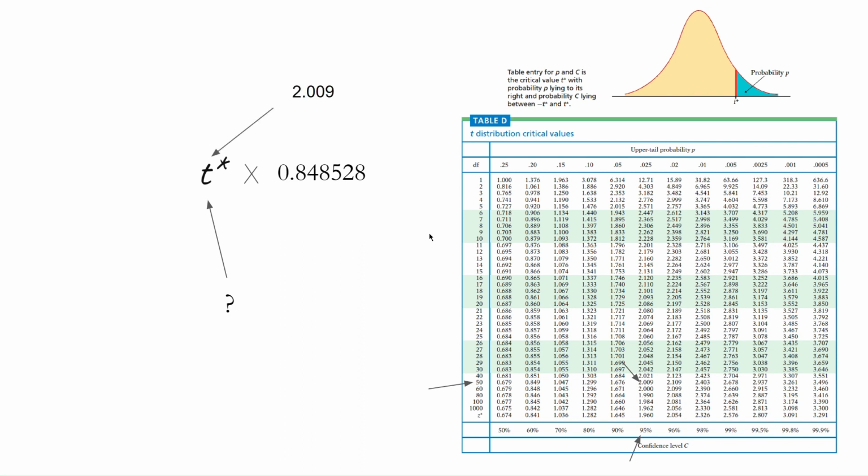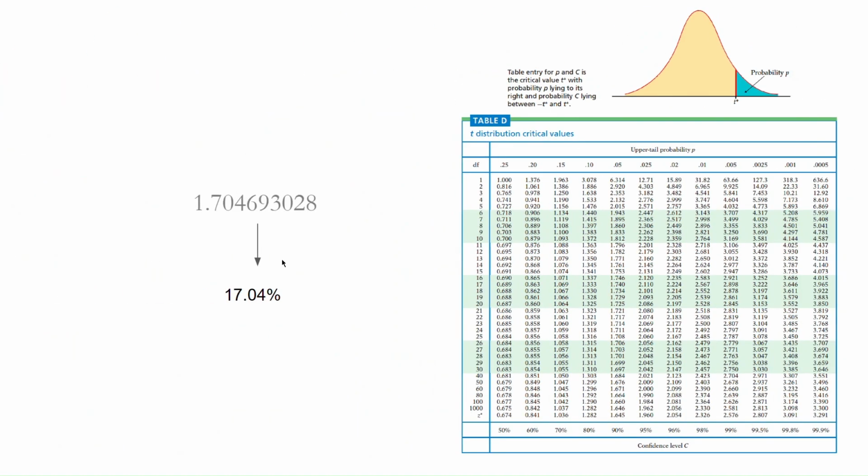So if you multiply that, that gives us this. And if we convert that into a percentage, that gives us this. So if we plus and minus it with the sample mean, there will be a 95% chance that the population mean will be between these two numbers.